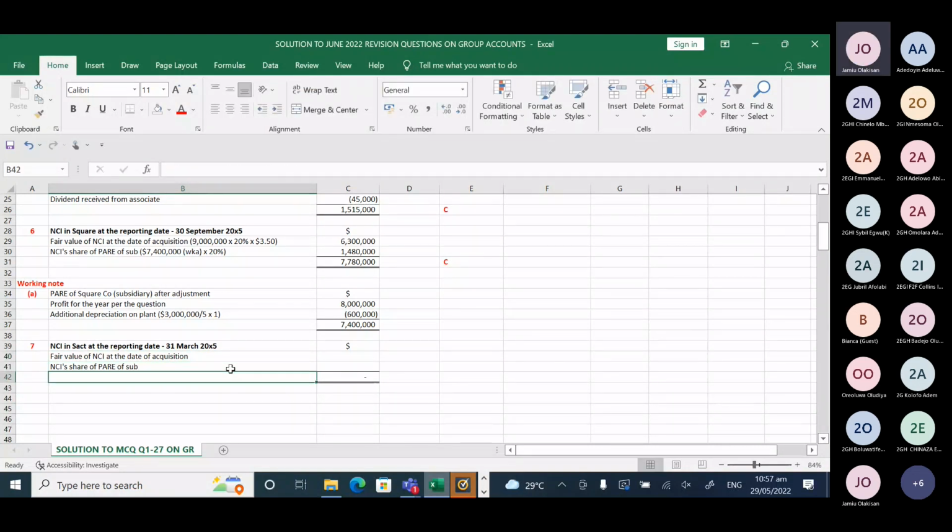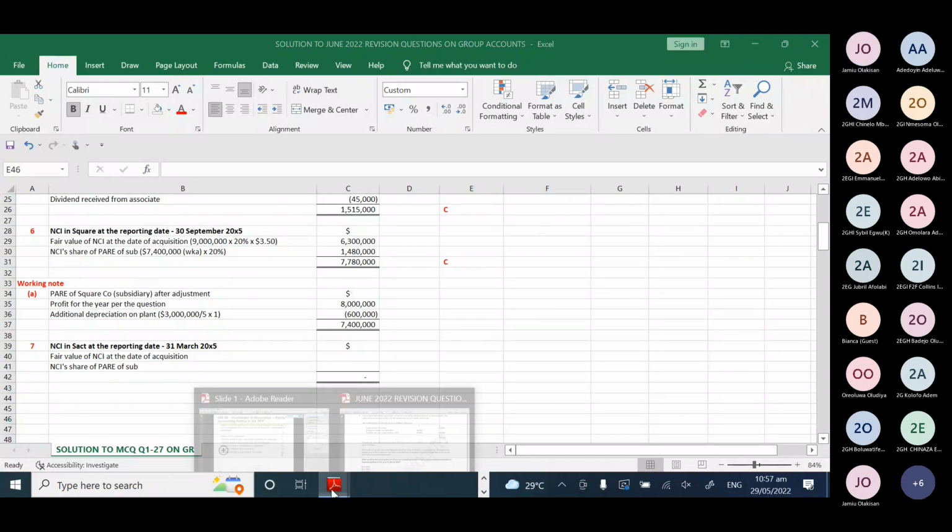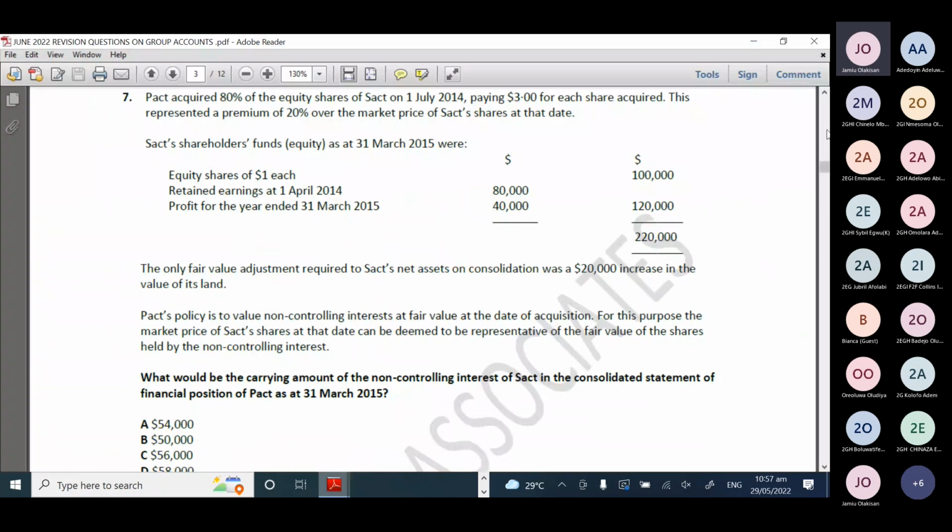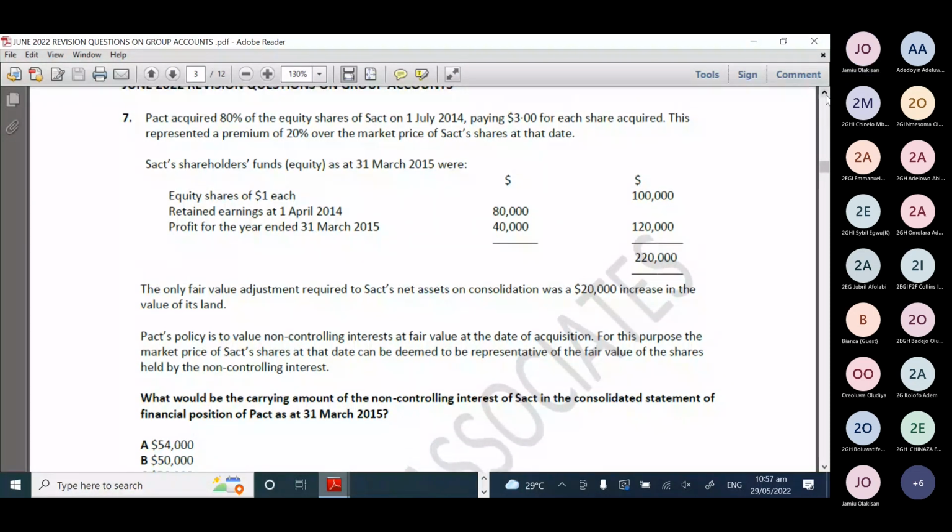So, okay, I already have the format there. Going back to the question, we need 2 items. The first one is fair value of NCI. NCI percentage is 20% as well. And what is the number of shares? The shareholders' fund as at 31st March 2015.